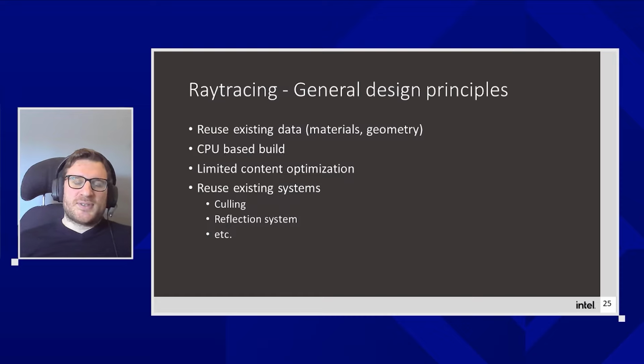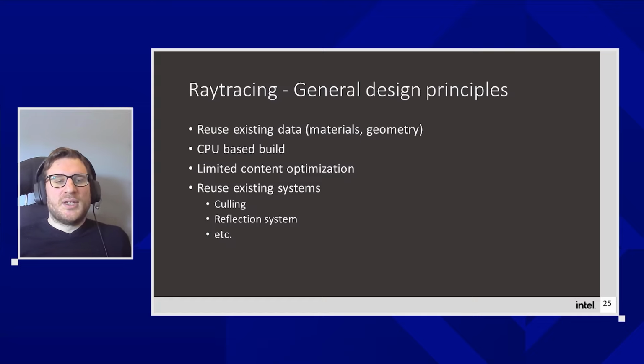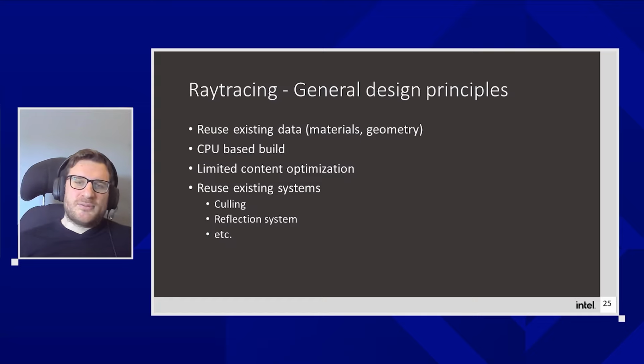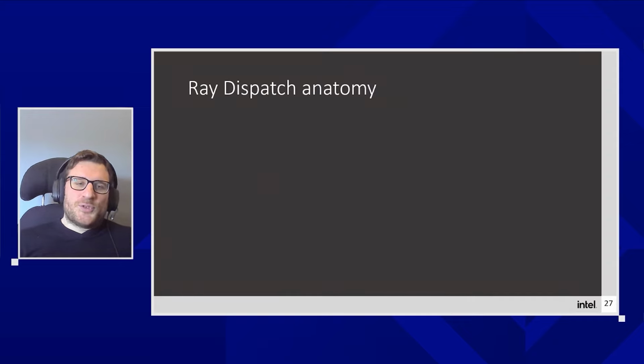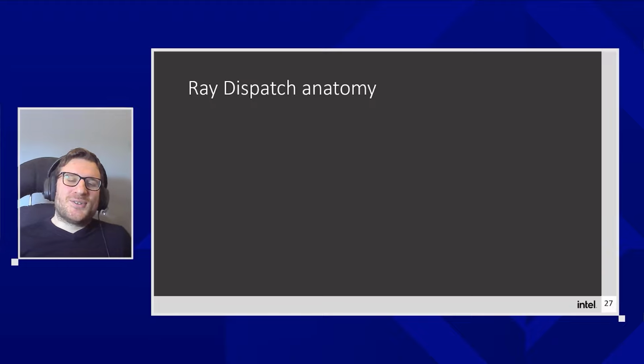I wanted to reuse the existing systems of the engine. So the existing reflections, the existing culling system, and I will talk a bit about them later when I talk more in detail about the reflections. So what do you need if you want to do ray tracing?